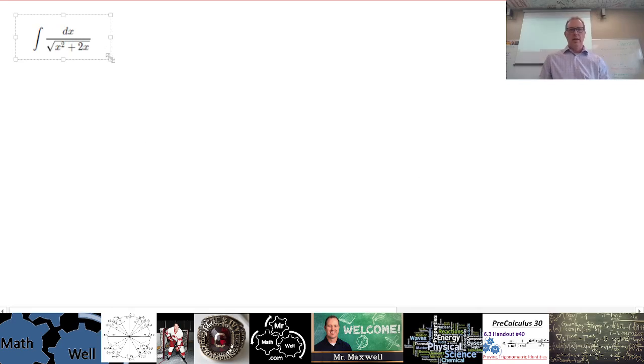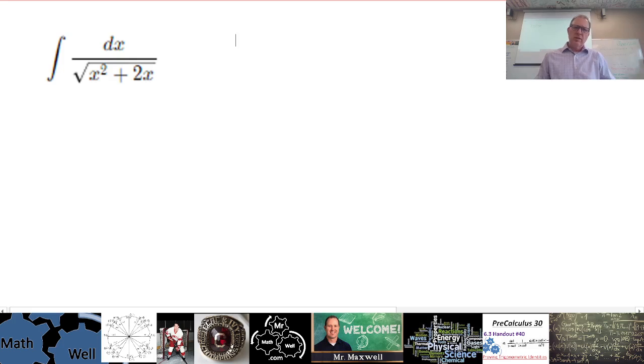All right, so the next one here in your worksheet is this right here, the integral of, now if it just has a dx up there, obviously that's 1 dx, right? So 1 over root x squared plus 2x dx. So this is a bit of a wrench. This is a little bit different. This is very similar to something that we see there, but this is a little bit different.